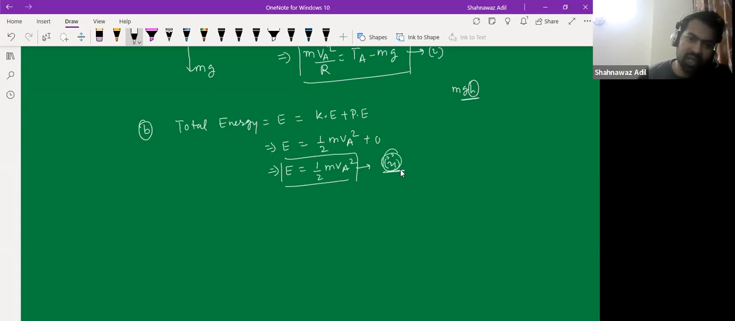So we have used energy conservation, and we have used the free body diagram at A. Now the second thing we will calculate is at B.